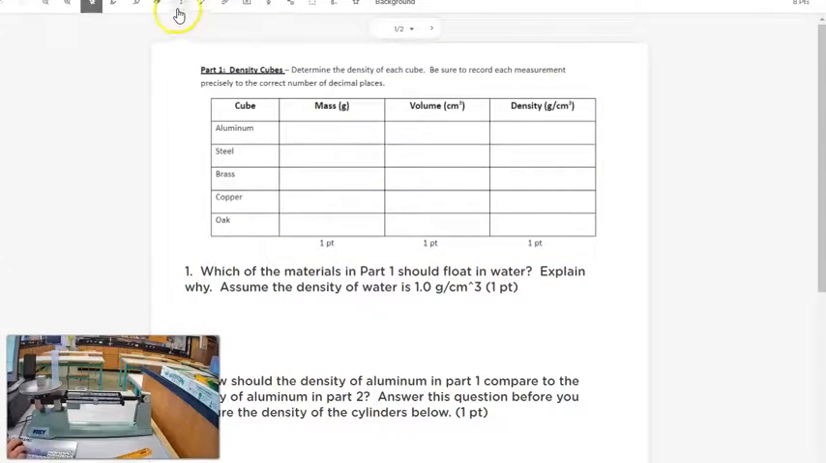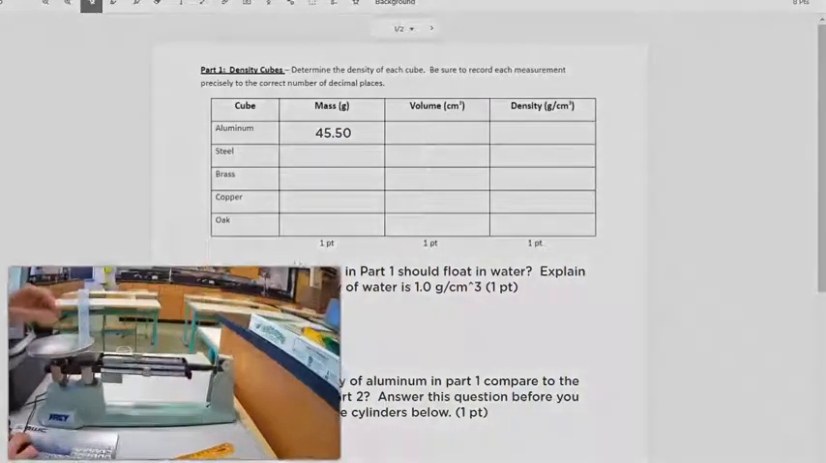So I'm going to add a text box here. My mass, 45.50 grams. Got my units of measurement up at the top of that column for grams. Volume, length times width times height.